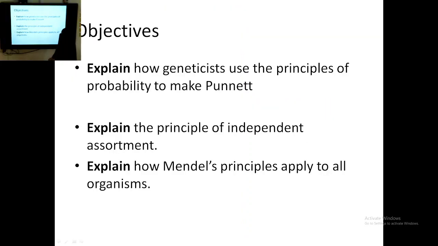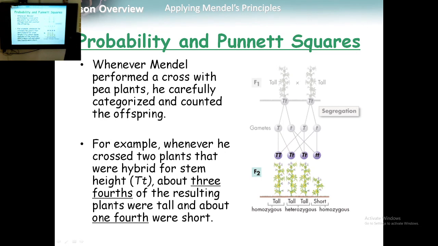Let's start with objectives. The first objective today is to explain how geneticists use the principles of probability to make Punnett squares. Objective 2: explain the principle of independent assortment. Objective 3: explain how Mendel's principles apply to all organisms. Let's start with the first principle, which is probability and Punnett squares.